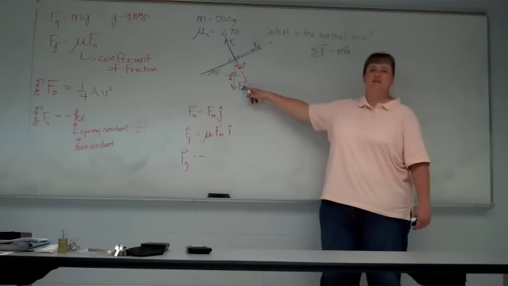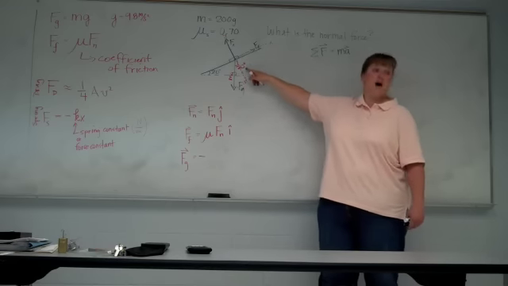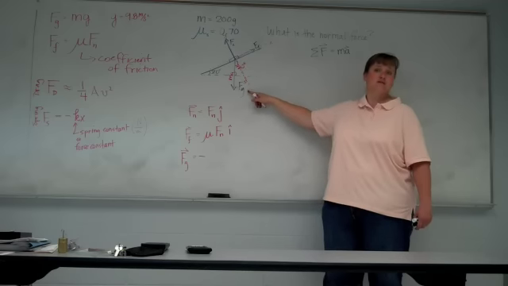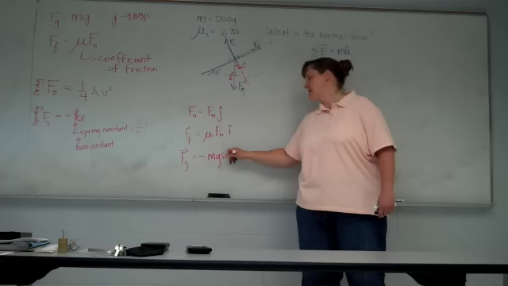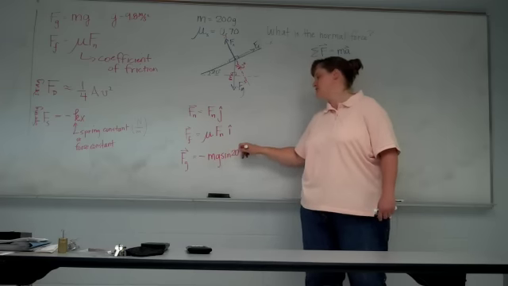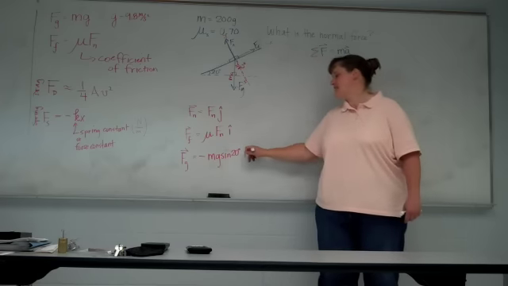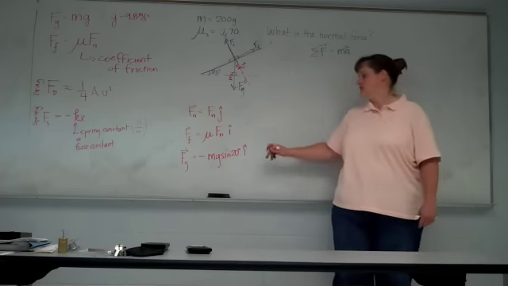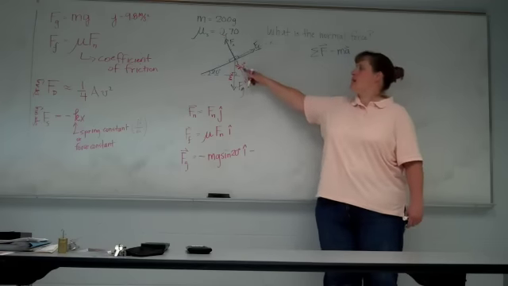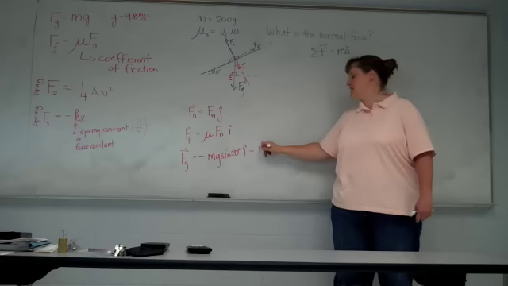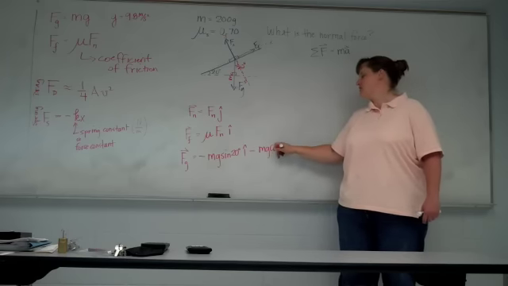How do I get this side? We're opposite the 20 degrees, so sine. So mg sine of 20 degrees, that's the x component. The y component is also negative. To get the y component, this adjacent side, it's mg cosine of 20 degrees.